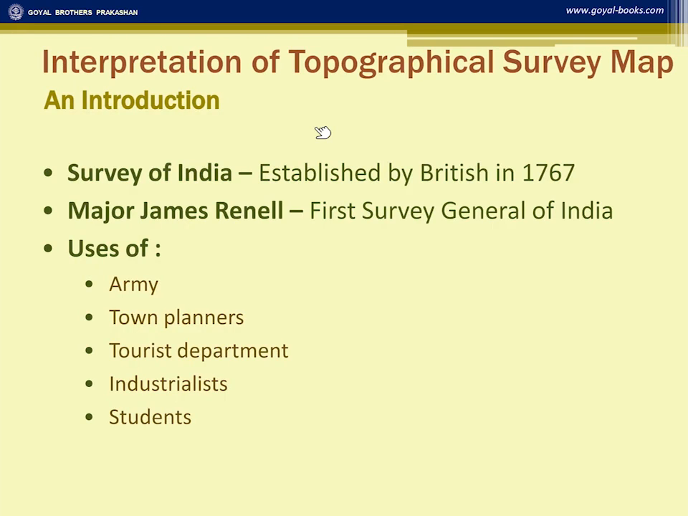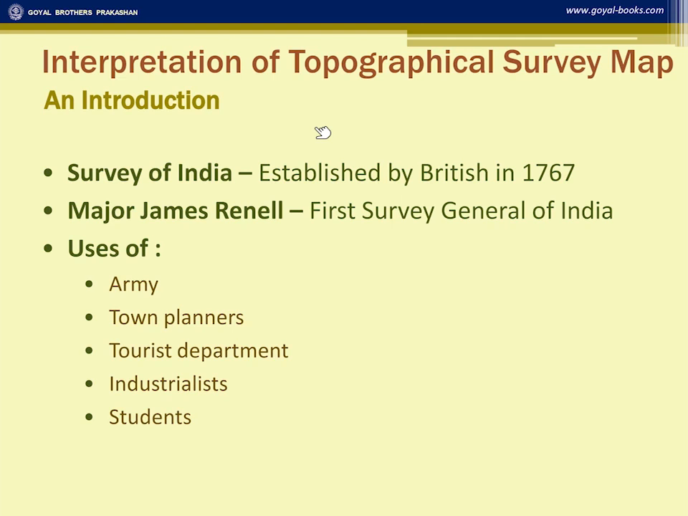Now let's come back to the topic. What is meant by topographical survey sheets? The first topographical survey sheet was made by Major General William Roy in Britain in 1765. In India, Survey of India was established by the British in 1767. Major James Rennell was the first Surveyor General of India.